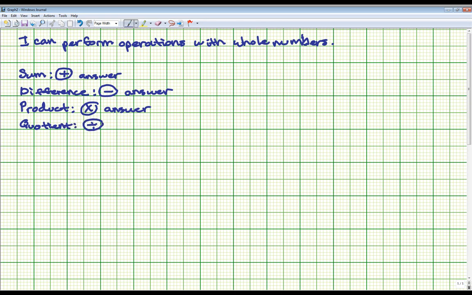There's quite a few ways you can write division, so we'll use this one for now. Those are the 4 different operations they're talking about here in our learning target. Perform operations with whole numbers. So today we're going to be adding, subtracting, multiplying, and dividing based upon word problems they give us.